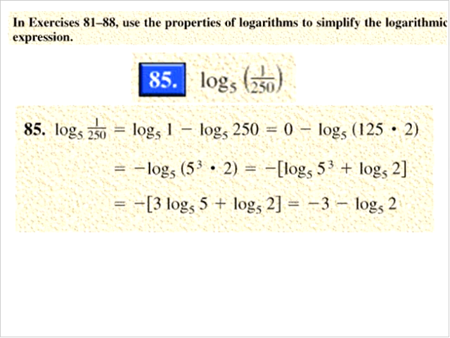For 85, let's see if we can solve this. Well, division, if I'm going to separate the division, that is subtraction. So log base 5 of 1 minus log base 5 of 250. Anything of log base 5 of 1 or log base 10 of 1, or anything with the base to the 1, is 0. Right, so that was one of the properties there.